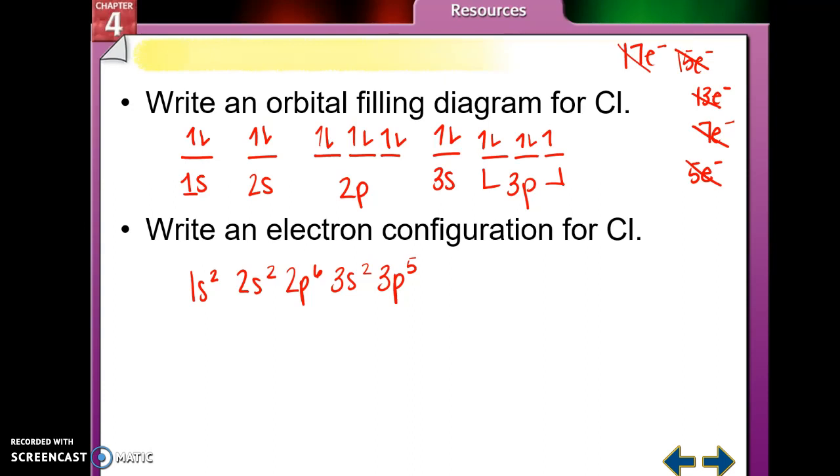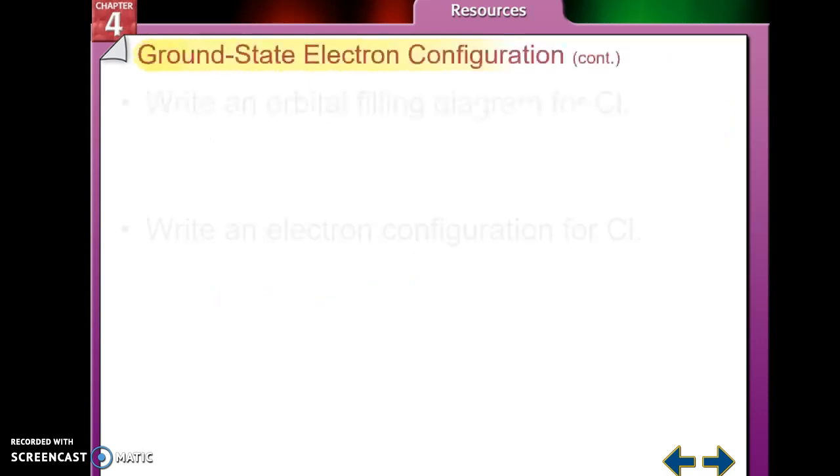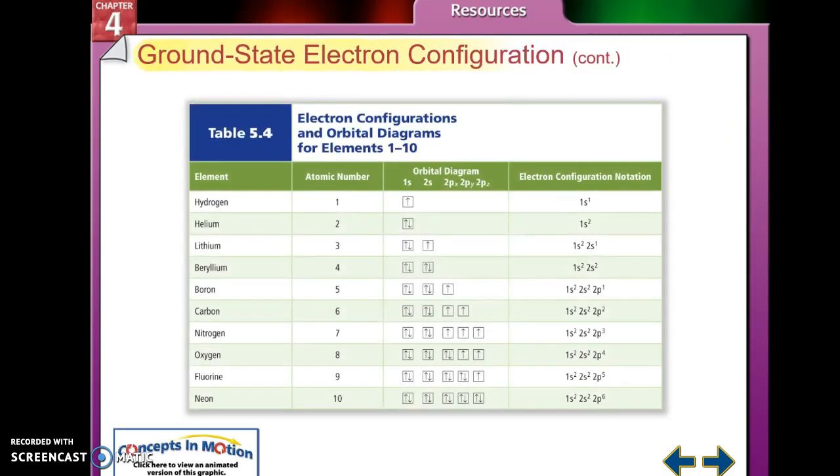So that is how I write an orbital filling diagram and an electron configuration for chlorine. You have to follow the alphabet. The orbital diagrams have the arrows. And remember, they can never be pointed in the same direction due to the Pauli exclusion principle. And you're going to fill up each orbital on the same sublevel before you go back and give them a pair.